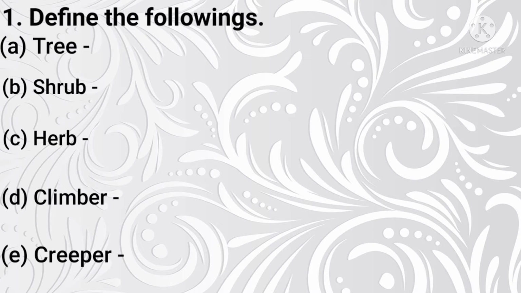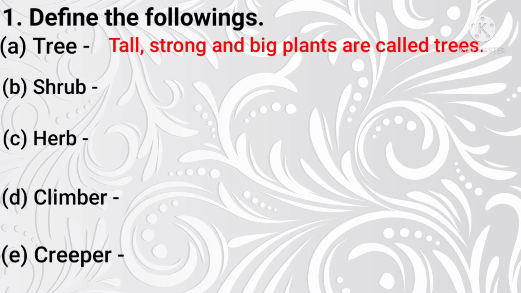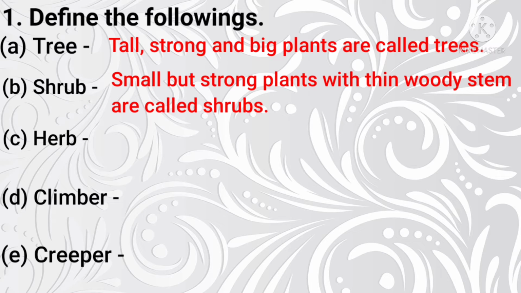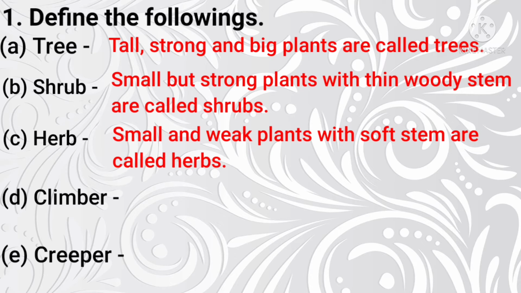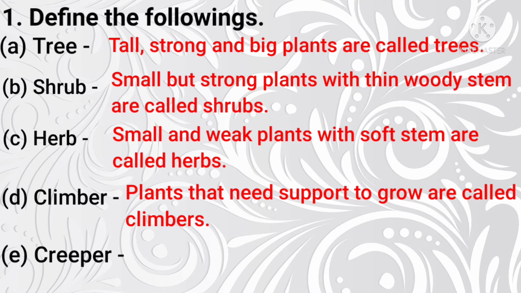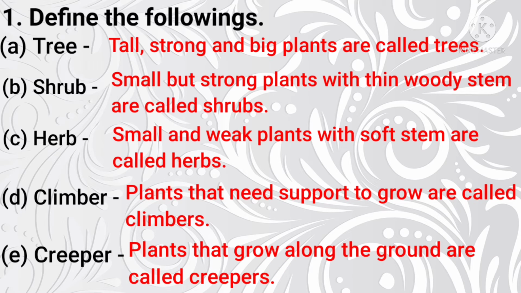Question number 1. Define the followings. Number A. Tree. Tall, strong and big plants are called trees. Number B. Shrub. Small but strong plants with thin woody stem are called shrubs. Number C. Herb. Small and weak plants with soft stem are called herbs. Number D. Climber. Plants that need support to grow are called climbers. Number E. Creeper. Plants that grow along the ground are called creepers.